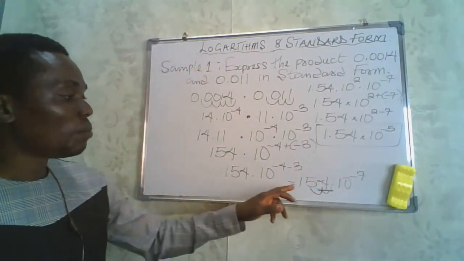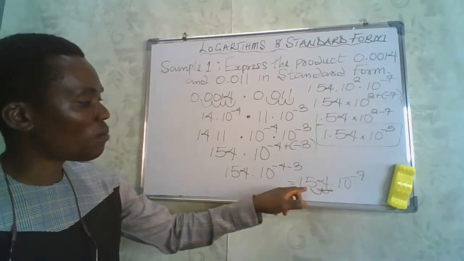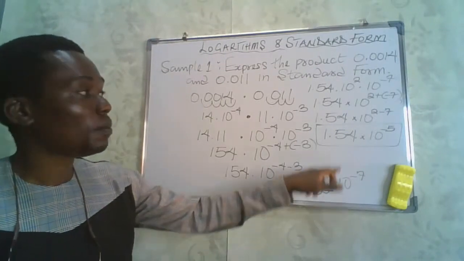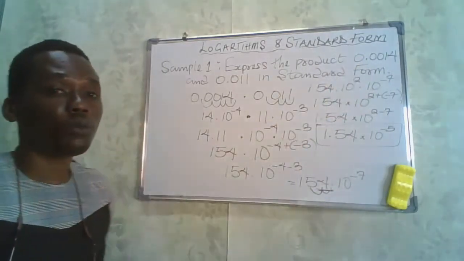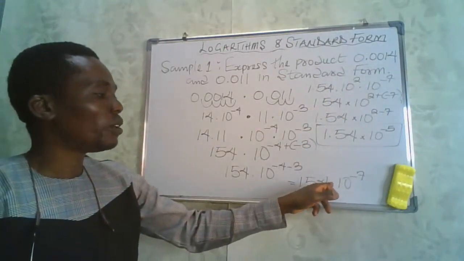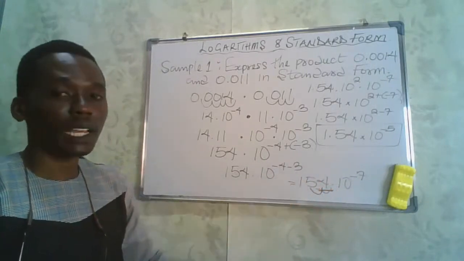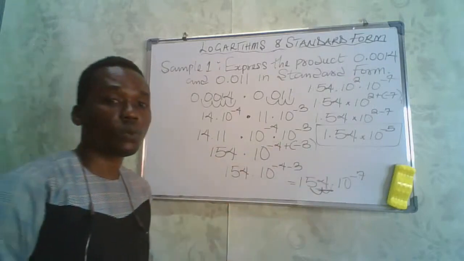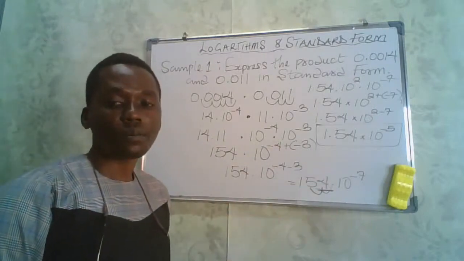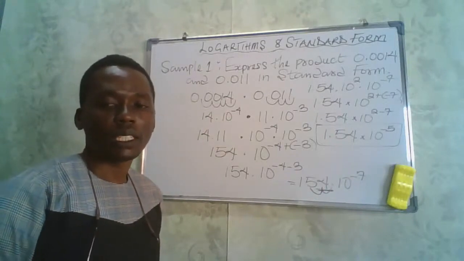So you see, what we simply did is we just changed 154 to standard form, and it gave us 1.54 times 10 to the power of 2. We move the point from the right back to the left. And when you count from the right back to the left, you'll be counting what? Positive. And that is exactly what we get.